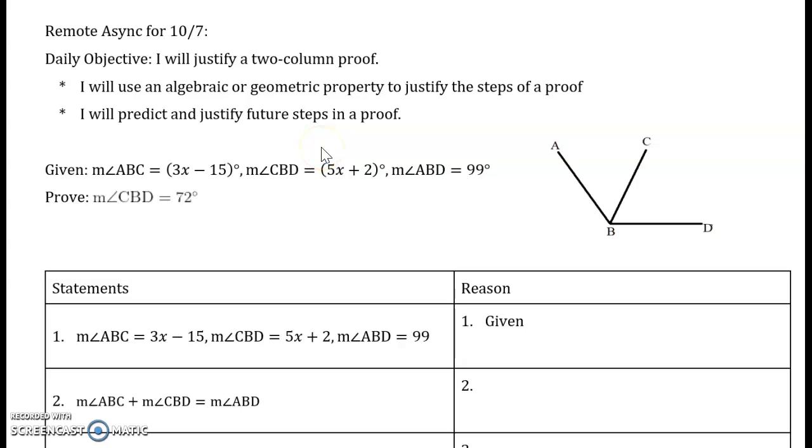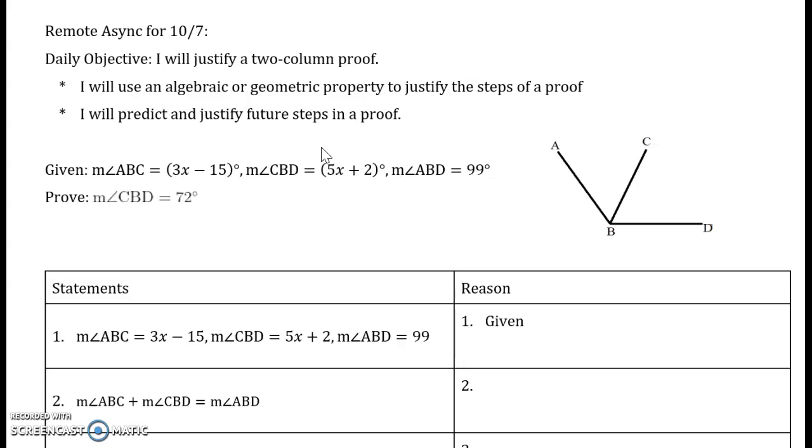Today is October 7th. This is a daily objective, justifying a two-column proof. So we're going to work through this proof together. Then you will need to complete assignment 2.5. It's the one that says RA in classroom. And then you will also need to start the Math Excel 2-5.